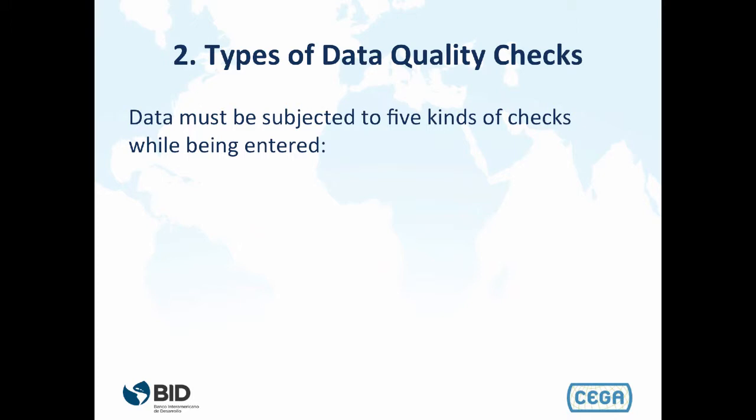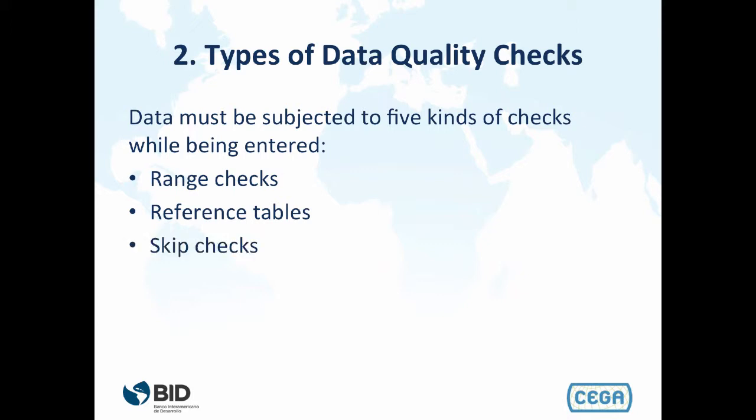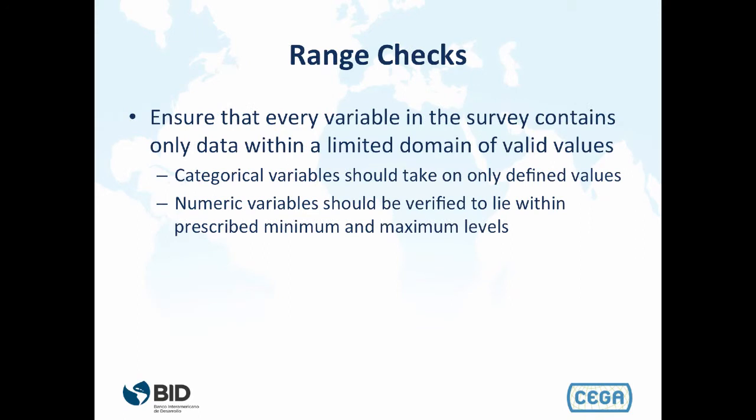Second, there are a few types of data quality checks that can be integrated depending on the type of data being collected. There are range checks, reference tables, skip checks, consistency checks, typographical checks.